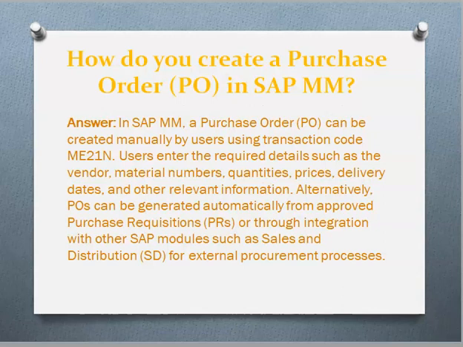How do you create a purchase order in SAP? Answer: In SAP, a purchase order can be created manually by users using transaction code ME21N. Users enter the required details such as the vendor, material numbers, quantity, prices, delivery dates, and other relevant information. Alternatively, POs can be generated automatically from approved purchase requisitions or through integration with other SAP modules such as Sales and Distribution for the external procurement process.